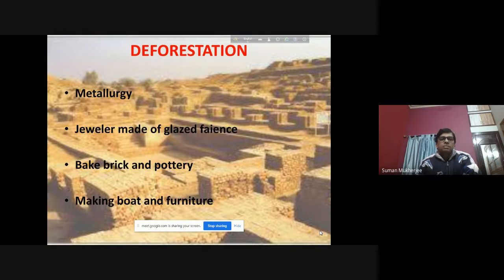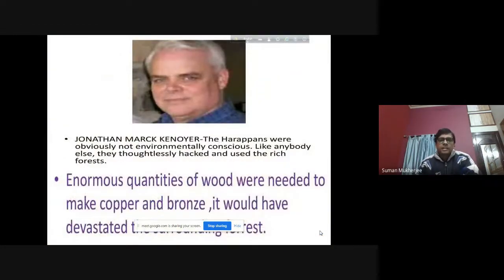And number 1, metallurgy. Number 2, making glazed paints. Number 3, baked brick and pottery, and making boats and furniture. So they cut down the trees for these purposes, and this type of deforestation caused a major environmental problem. Actually, Jonathan Mark Kenoyer, the historian, thought that the Harappans were obviously not environmentally conscious like anybody else. They thoughtlessly hacked and used the rich forests, and enormous quantities of wood were needed to make copper and bronze, and it would have devastated the whole area.